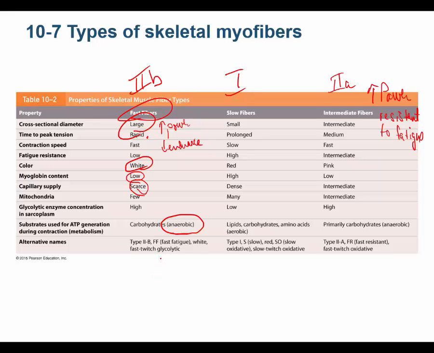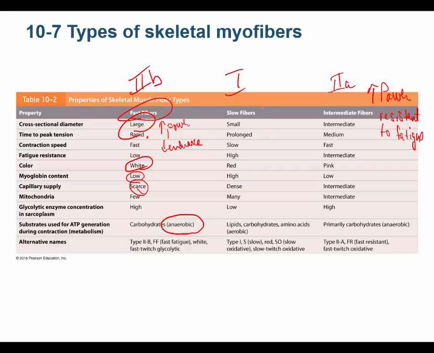And they have another rule of thumb. If you can talk while you're doing it, then you're completely using slow twitch fibers. Meaning if you can carry on a conversation without being out of breath. So that's just a couple of rules of thumb for you.